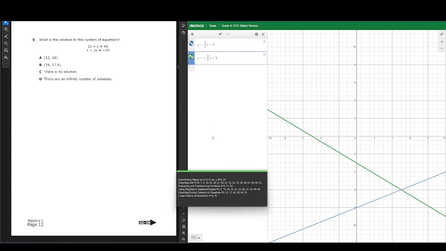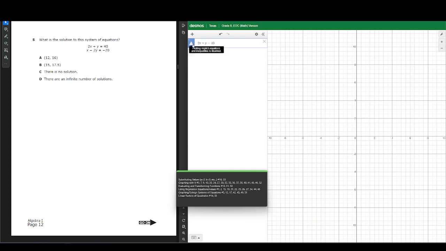Another spot that graphing can help is graphing systems. If I have a system of equations, the thing to keep in mind, whether it's just basic graphs or graphing systems, is that they have to be in y equals format because of the STAAR restrictions. So if I try to type 2x plus y is equal to 40, it doesn't like that. It says plotting implicit equations is disabled.